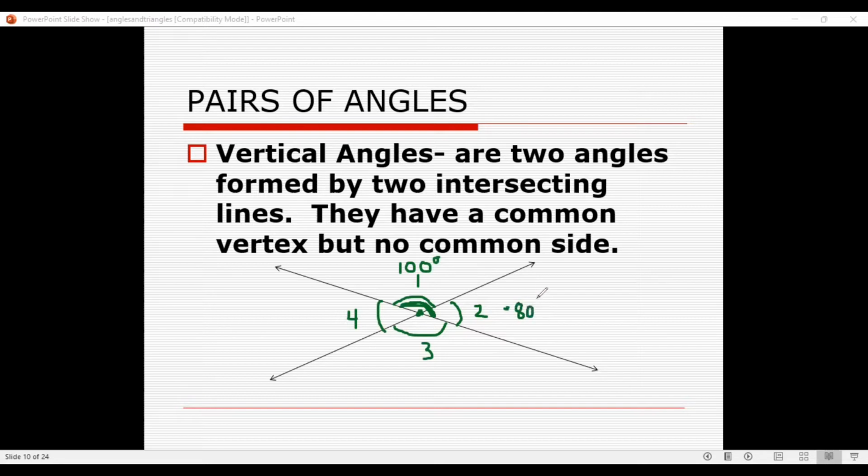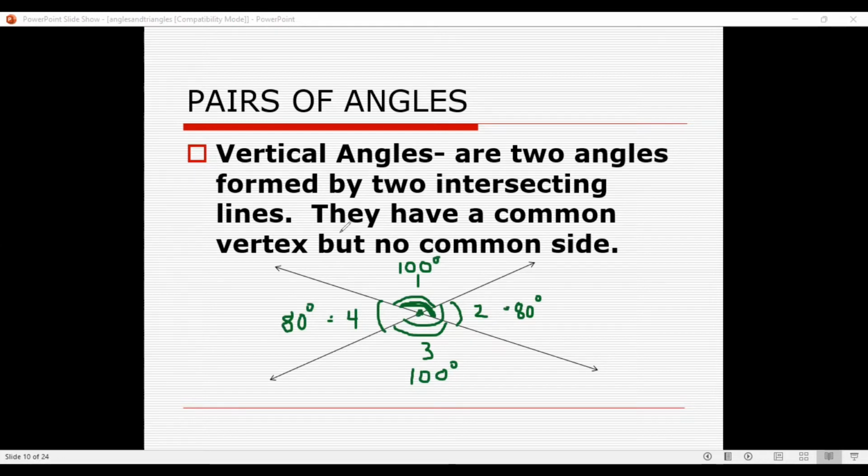And if you are going to look for the measure of angle 3 here, angles 2 and 3 are again a linear pair, meaning the sum is also 180. So if one of the angles is 80, this one must be 100 degrees. So it is proven here that these two angles are equal. And definitely the measure of your angle 4 is also 80 degrees, which is the same as your angle 2. So that is your vertical angles.